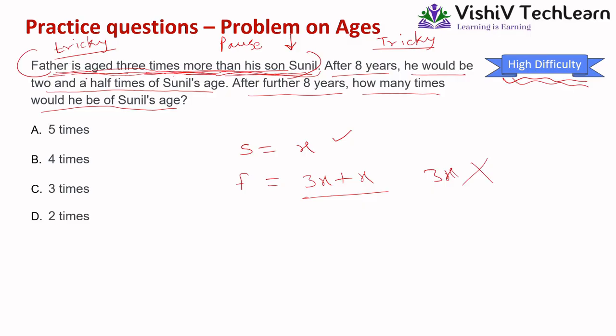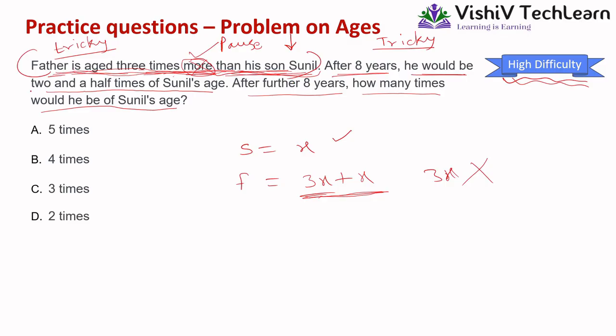So father is aged 3 times more than his son. Now instead of this statement, if it is like this, father is aged 3 times his son, where this word more is not there, then it would be only 3x. But since the word more is there, 3 times more than his son, that's why we have to consider 3x plus x. Okay.